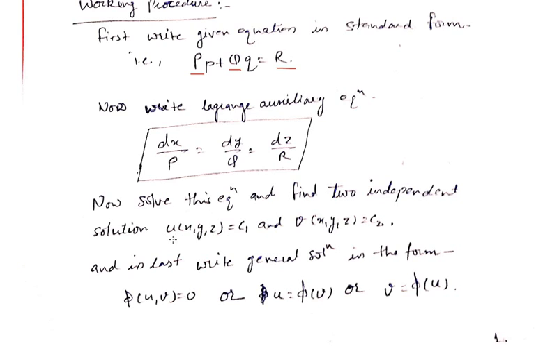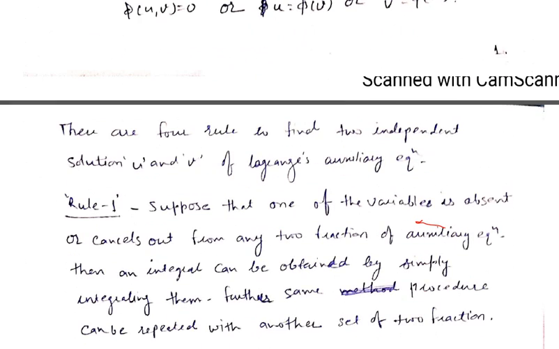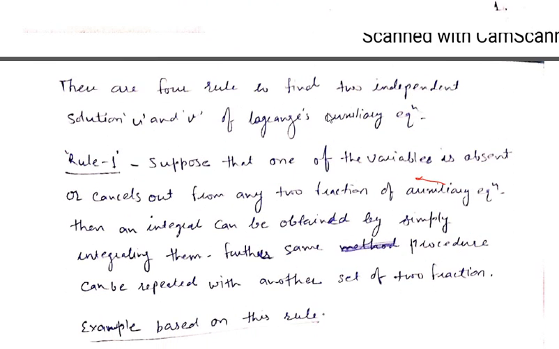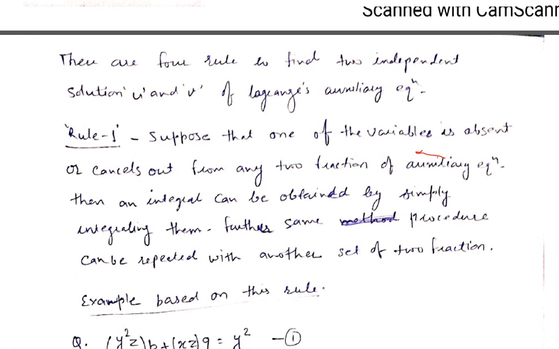The important thing is how we find the values of u and v. To find them, we have to solve two fractions of this equation. We can choose any two fractions of this equation and solve. Then again we choose another two fractions to solve and get the values of u and v. To solve this equation, there are four rules to find two independent solutions u and v of the Lagrange auxiliary equation. One by one we will see the rules.